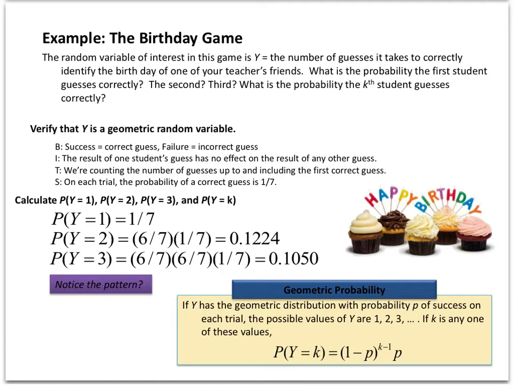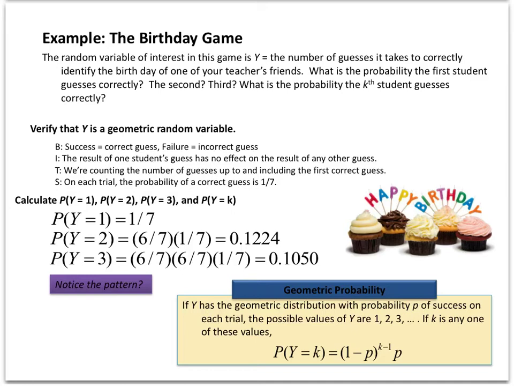We're going to count until we get the first correct guess. So we're going to keep going until someone gets it right. And the probability of any correct guess at any one time, again, not assuming everybody's in the room listening to everybody's guesses, would be 1 out of 7. So if we wanted to figure out the probability of them guessing it on the very first try, it would be 1 out of 7.